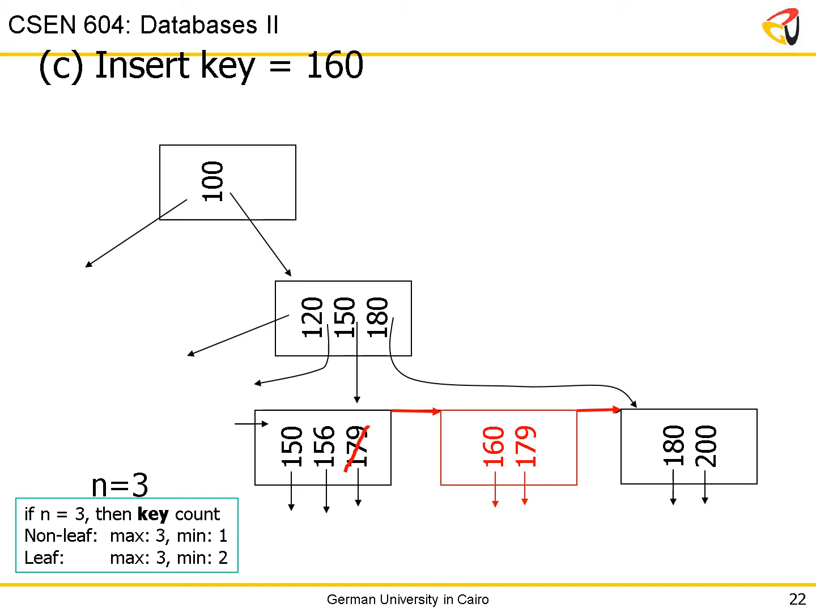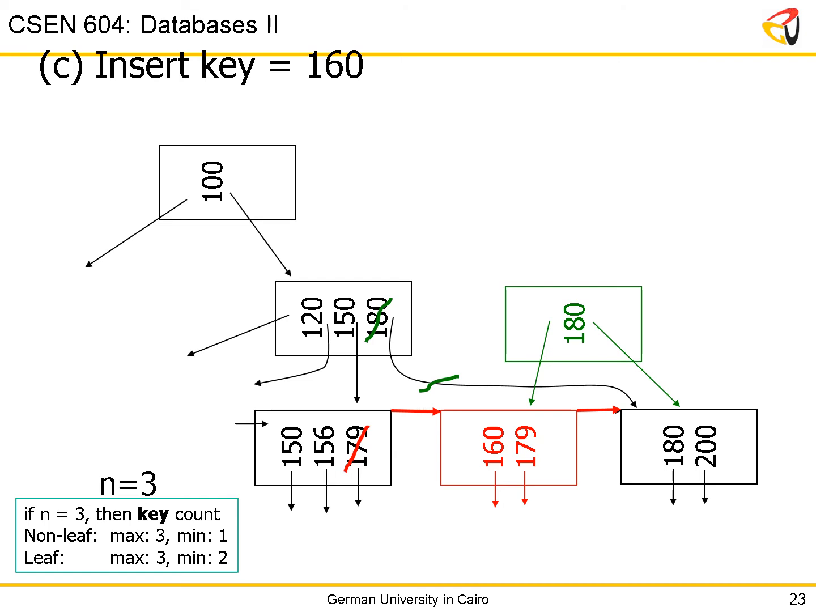The parent is already full. The node I'm referring to is the one that has 120, 150, 180. It's already full. It has 3 keys, which is the maximum, and 4 references. So I cannot add any more references, and consequently I cannot add any more keys. So again, when we are faced with a situation where we'd like to insert in a node and it is full, then we favor creating new nodes. So I'm going to create a new node at the above level.